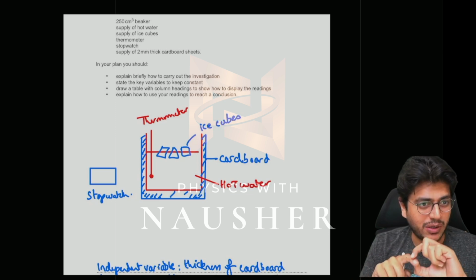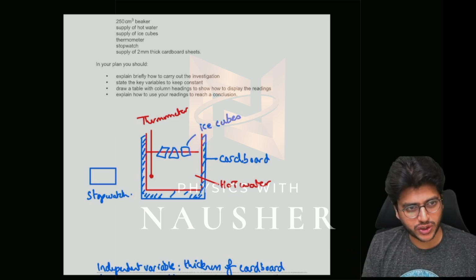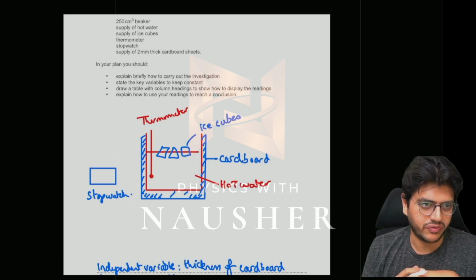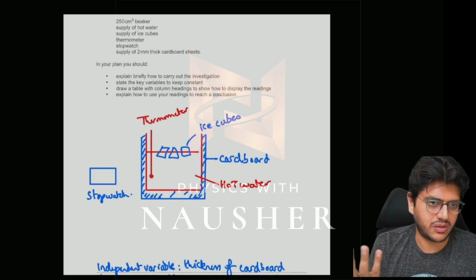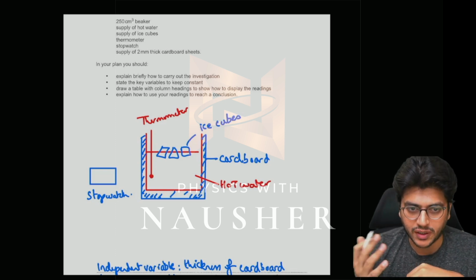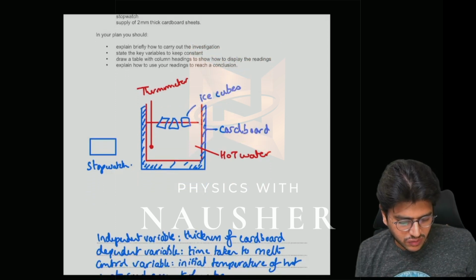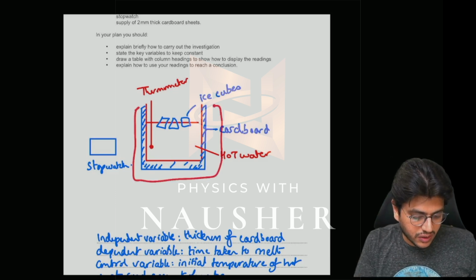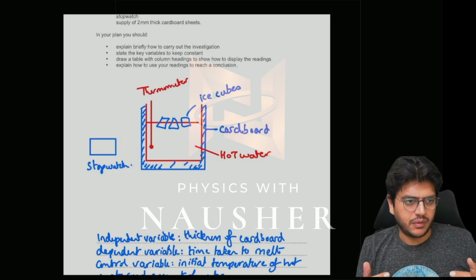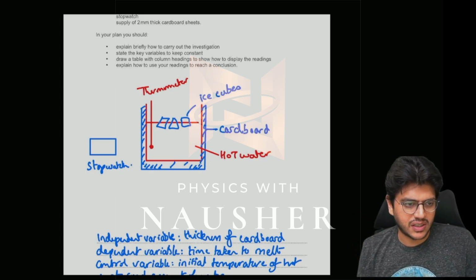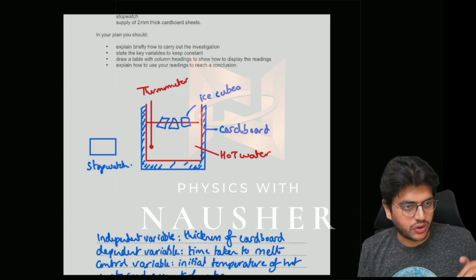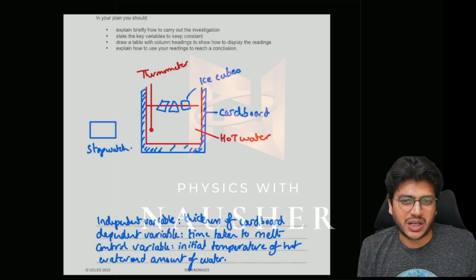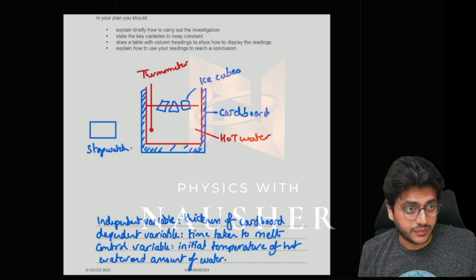has to be at the same initial temperature, because if the temperature of hot water changes, then naturally the time taken for the ice cubes to melt will also vary, not because of the cardboard, but because the water was not hot enough. So the independent variable will be the thickness of the cardboard, which is our investigation, that we will keep on increasing the layers of cardboard around to increase the insulation, and then we'll see how the time taken to melt changes. And the control variable will be the initial temperature of hot water and the amount of water. You could mention any one of them.